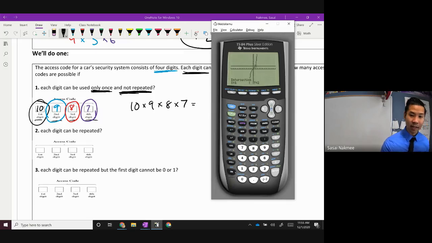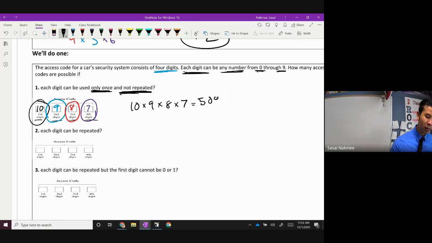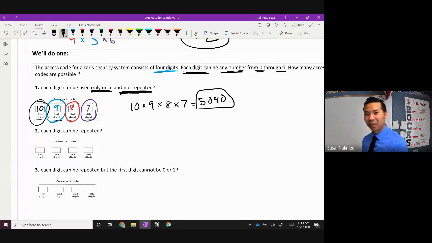I'm going to multiply this out with my calculator, which is going to be 10 times 9 times 8 times 7. And that's going to give me 5,040 possible combinations if you don't repeat your number. There's 5,040 ways to write a 4-digit number without any of the numbers repeating.